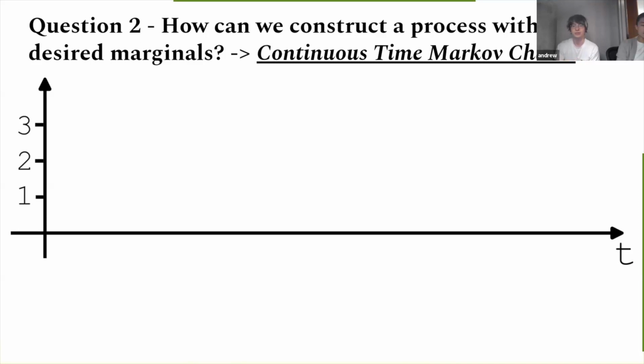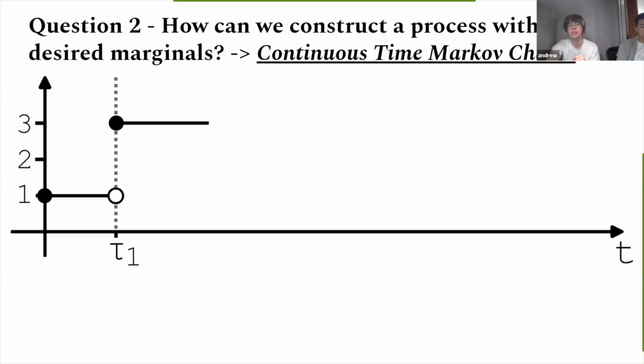So we're going to use the language of continuous time Markov chains to find a stochastic process that gets those marginal distributions. A continuous time Markov chain is a stochastic process with discrete states. In this case, it's 1, 2, or 3, and then it's continuous in the time variable.